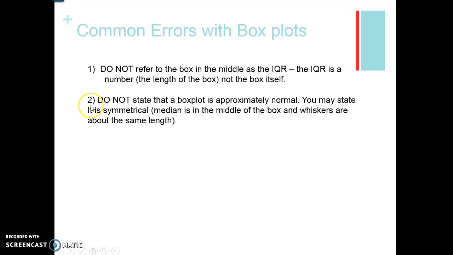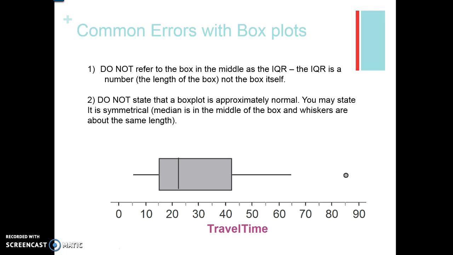This is really important, and you're going to have to remember this, especially for later on. Don't ever say that a box plot is approximately normal. We don't know if it's approximately normal. We can say it's symmetrical when the median's in the middle of the box and the whiskers are about the same length, but we don't know if it's approximately normal unless we've graphed a histogram. So don't ever state that a box plot's approximately normal.